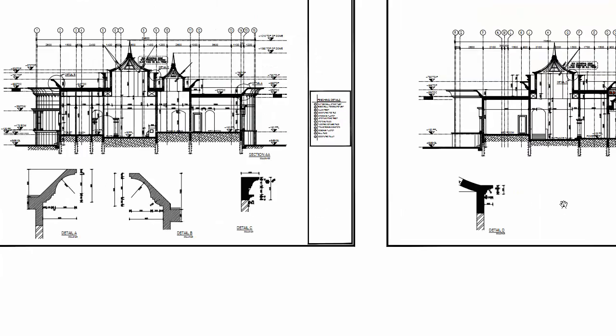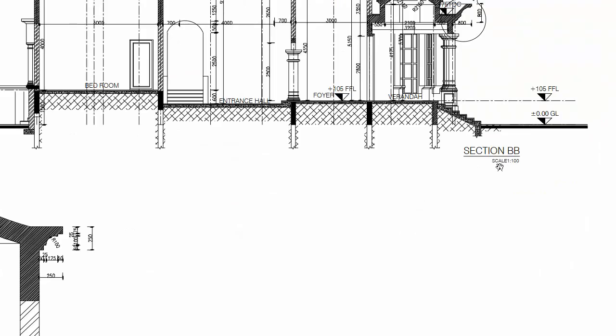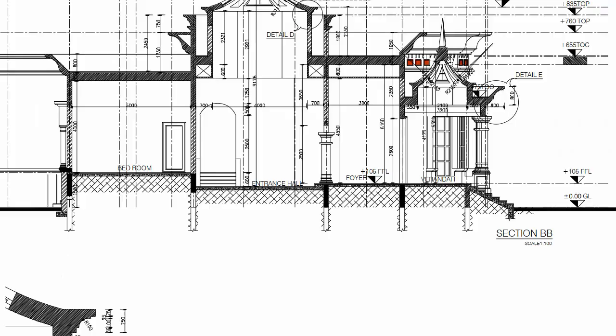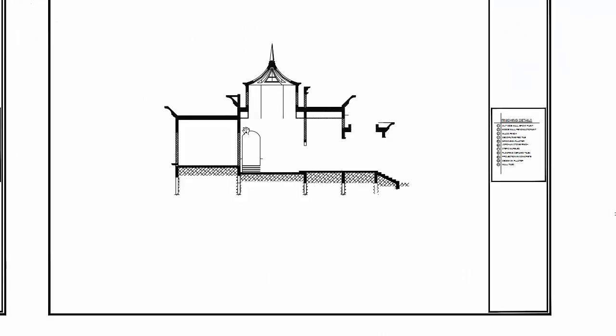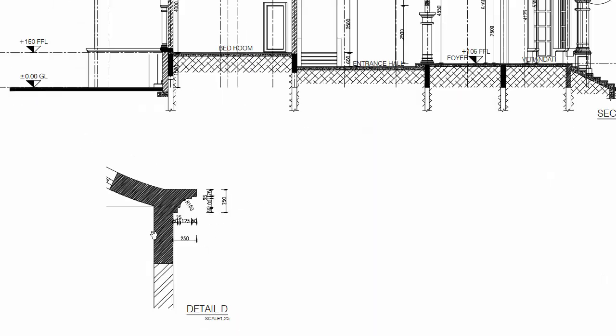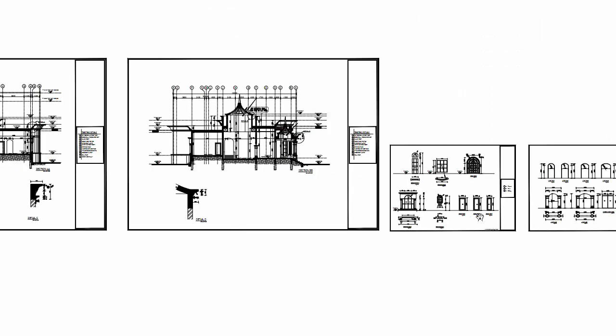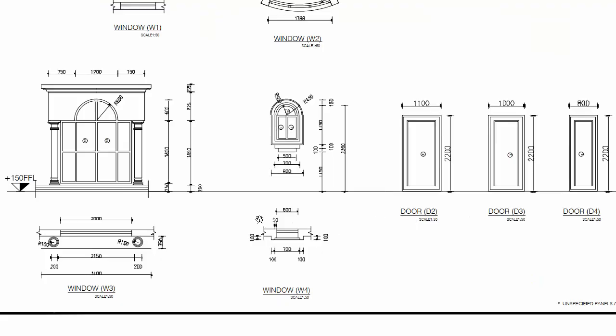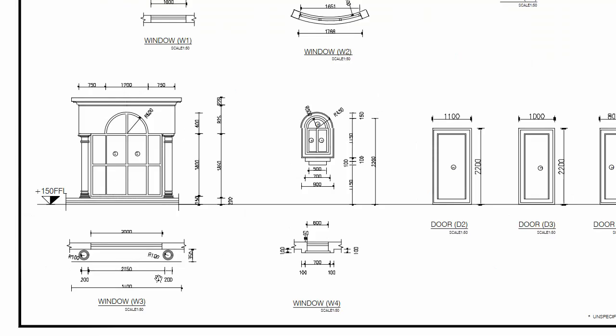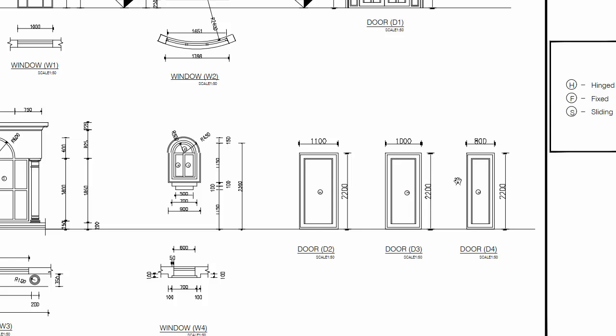Next, moving on, you have another section, B section, BB, and here we have this BB section. Here we have the typical parapet details. Moving on, you have the window details. Here you have the window details and door details.